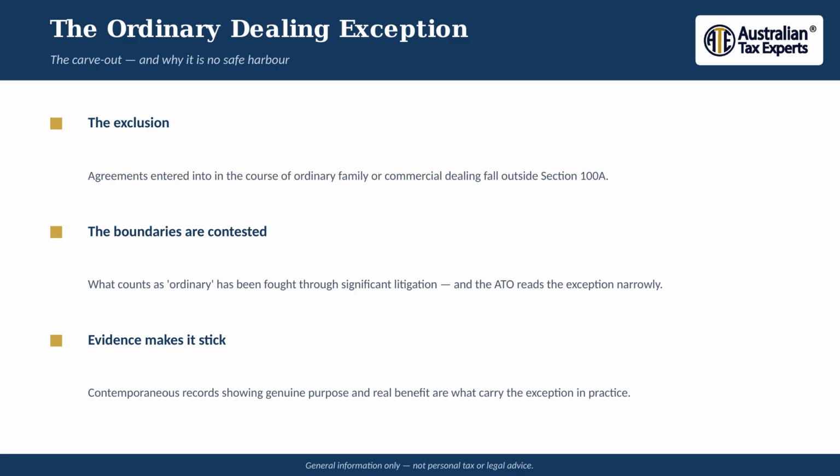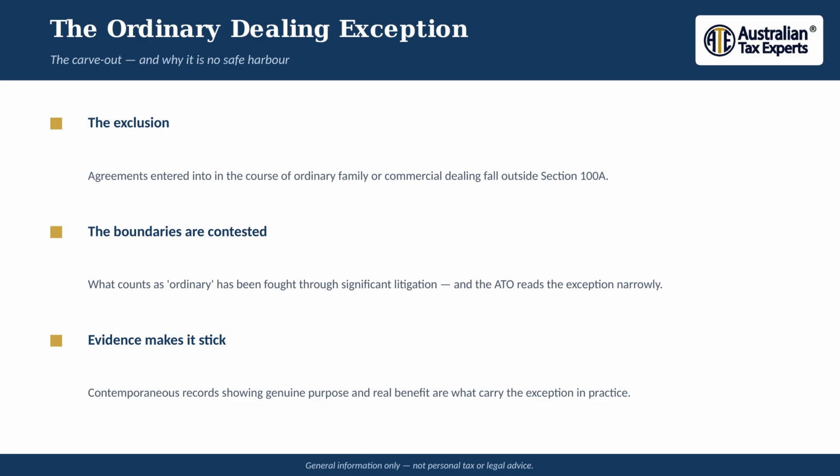It excludes agreements entered into in the course of ordinary family or commercial dealing. That exclusion matters enormously. Families genuinely support each other, genuinely share resources, and genuinely make distributions that reflect real relationships. Parliament never intended to tax ordinary family life at 47%.